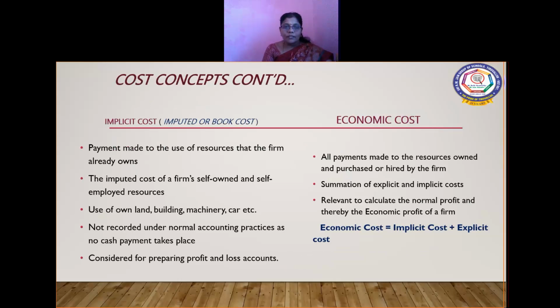Next, we are going to discuss implicit cost, otherwise called imputed or book cost. Payment made for the use of resources that the firm already owns is known as implicit cost. In simple terms, implicit cost refers to the imputed cost of a firm's self-owned and self-employed resources. A firm or producer may use his own land, building, machinery, car, and other factors in the process of production. These costs are not recorded under normal accounting practices as no cash payment takes place.